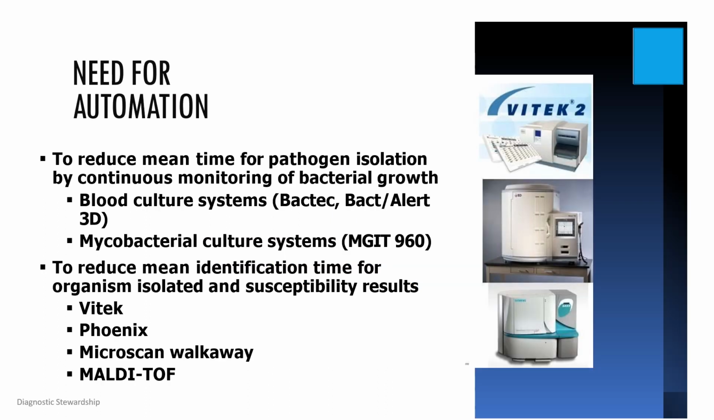There is a need for automation to reduce mean time for pathogen isolation by continuous monitoring of bacterial growth. We have blood culture systems like BACTEC, BacT/ALERT, and mycobacterial culture systems like MGIT 960, which can be used for early diagnosis of infections. Then, to reduce mean identification time for organism isolation and susceptibility results, we have VITEK, Phoenix, MicroScan, WalkAway, and MALDI-TOF.